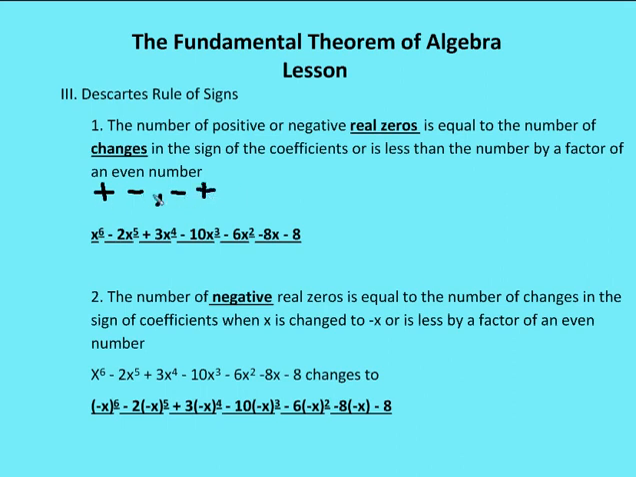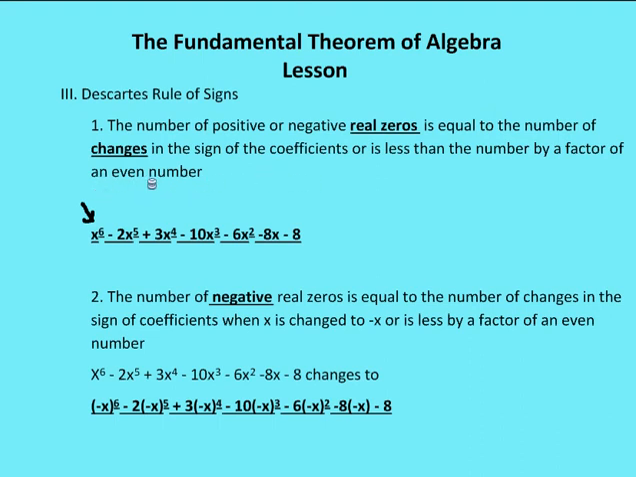Right, once we have the count of the change in signs, let's say it's 7, then we know that the possible number of positive zeros is going to be equal to 7 or less than 7 by a factor of 2. So it'd be 7, 5, 3, or 1 real positive zeros. So let's go through, let's use this example. In this case, we know that because we have an exponent of 6, we know there are going to be 6 solutions, or 6 zeros.